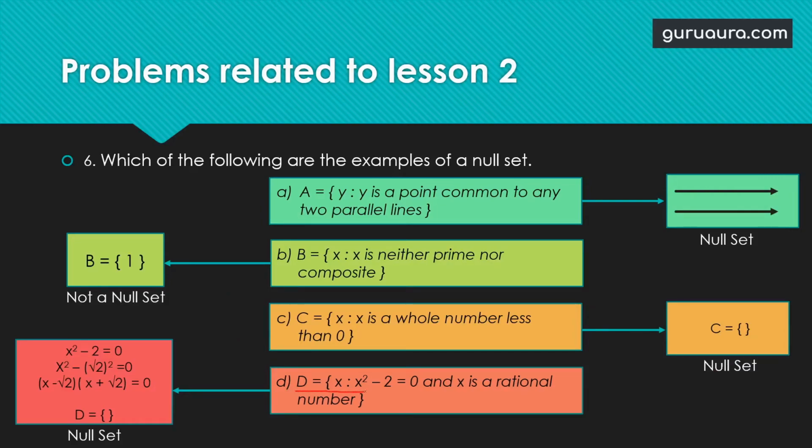X such that x square minus 2 is equal to 0 and x is a rational number. On solving the equation x square minus 2, we get two values for x which are irrational numbers. Hence, this is a null set because the equation x square minus 2 is not satisfied by any rational number.